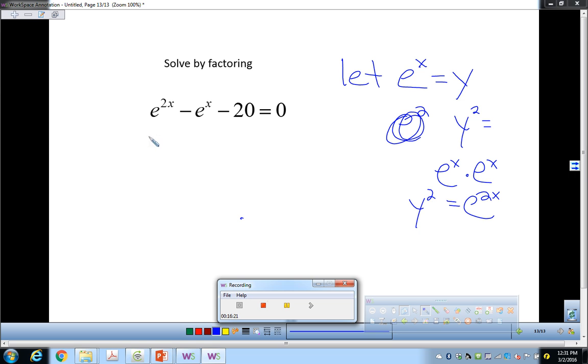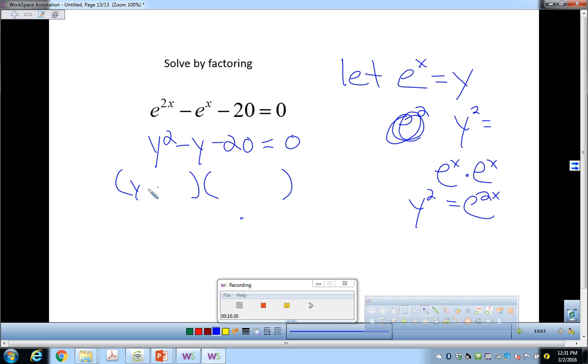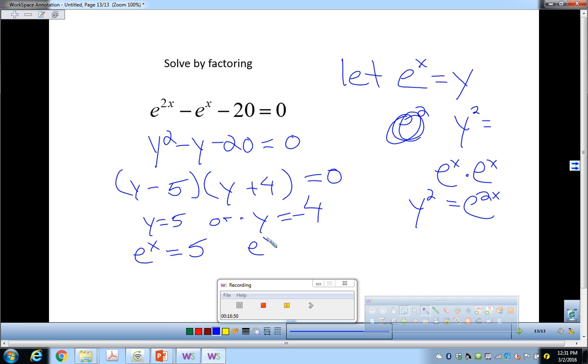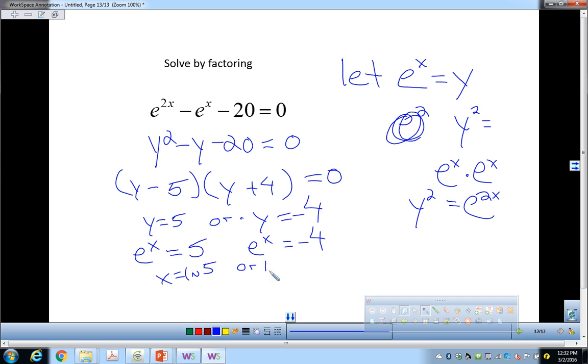That's right. And you rewrote this as y squared minus y minus 20 equals 0, right? And then you factored that, and you get y minus 5 times y plus 4 equals 0. So y equals 5, or y equals negative 4. And then you rewrote it as e to the x equals 5, or e to the x equals negative 4, which tells you that x equals natural log of 5, or natural log of negative 4.